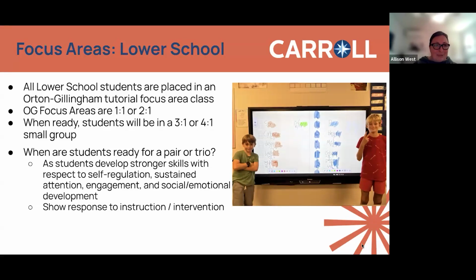But here in this image, we can see two friends who are in a paired tutorial working together to identify word parts.